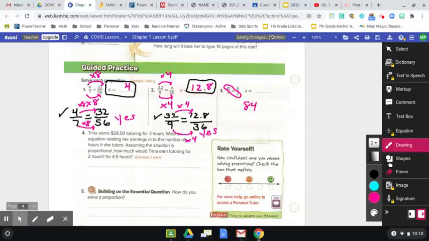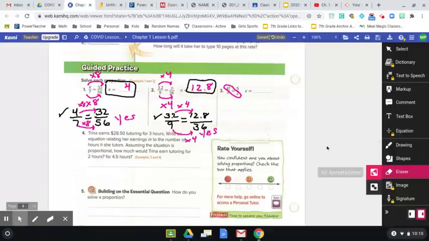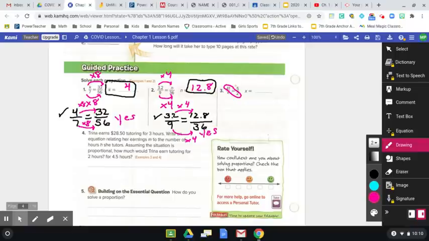Ooh, not 84. Mrs. Phillips hasn't gotten enough sleep. Let's try that again. 41 times 2 is 82. That's better.